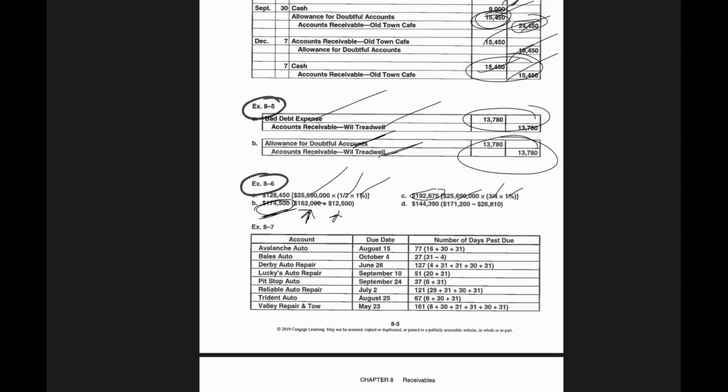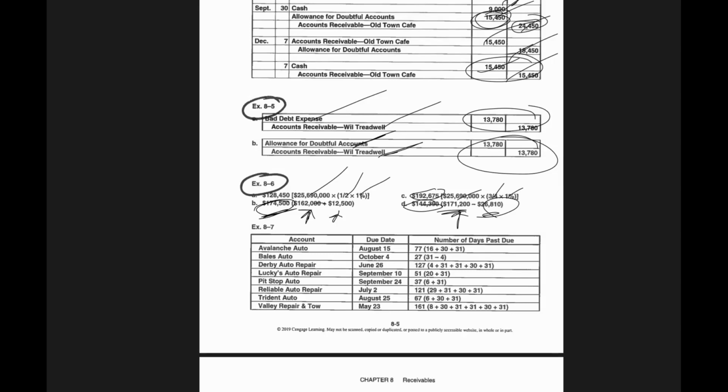Letter D is also an aging of accounts receivable approach. Here it says there is a credit balance of $26,810, and they want us to have $171,200. Well, if there's already a credit balance of $26,810, then we need to just calculate the difference. $171 less $26,810. We need to only book $144,390, and we will be left with $171,000 because we already had a credit balance of $26,810 in the account already.